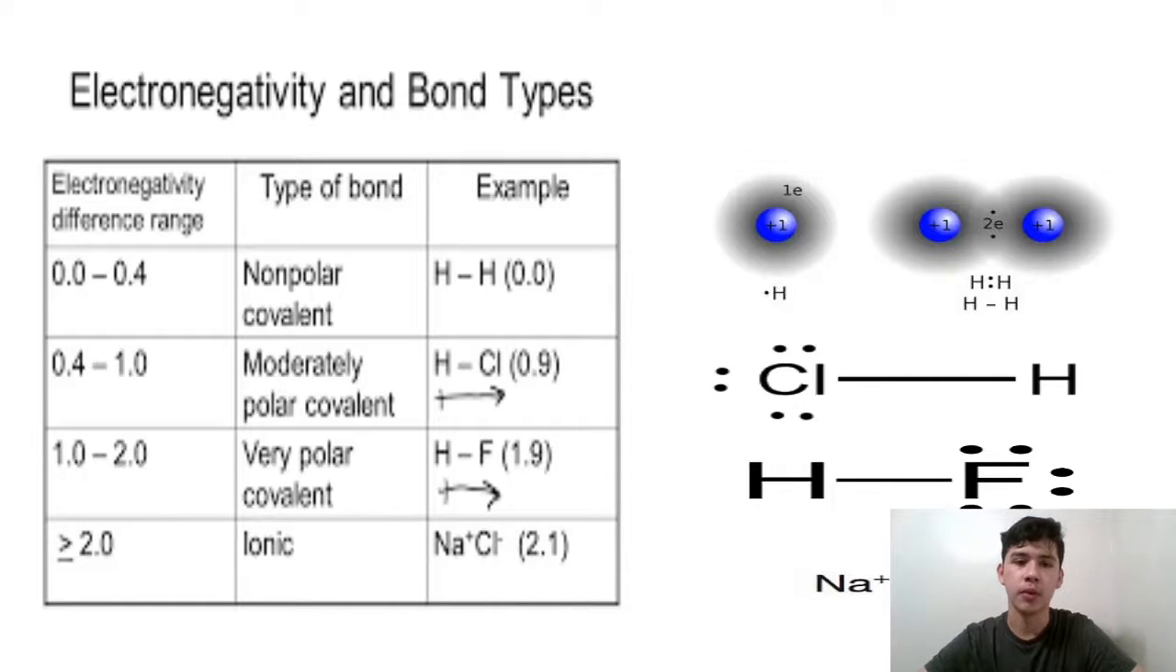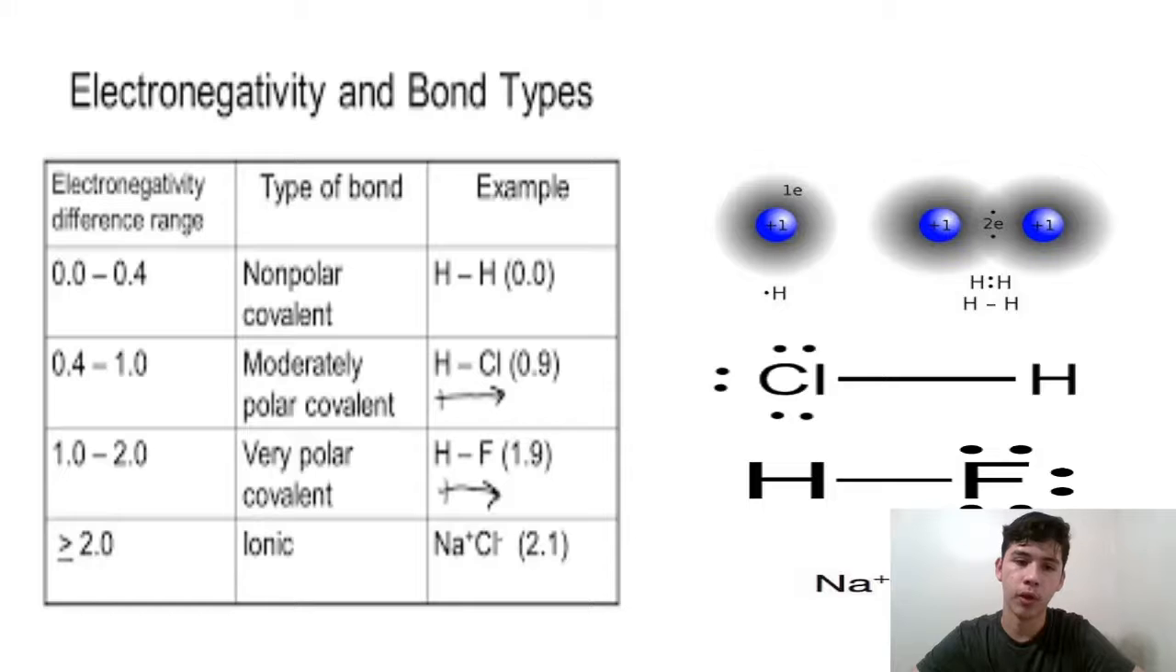Electronegativity and bond types. Nonpolar covalent bonds have a range from 0 to 0.4. An example would be hydrogen gas, since it has two hydrogens with the same exact electronegativity value, meaning the difference can be 0. And moderately polar covalent bonds range from 0.4 to 1. An example would be HCl.